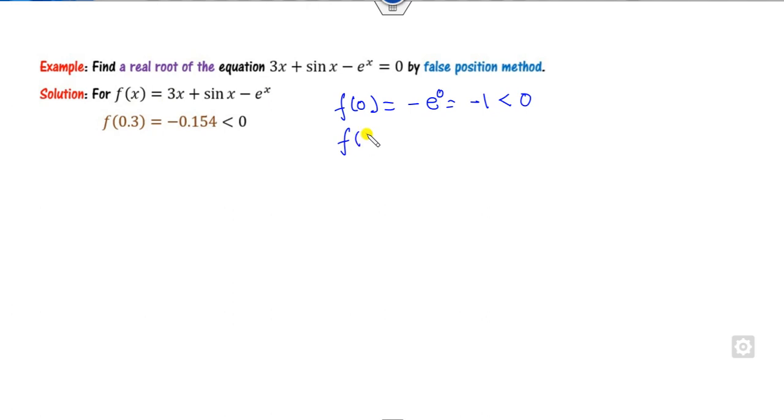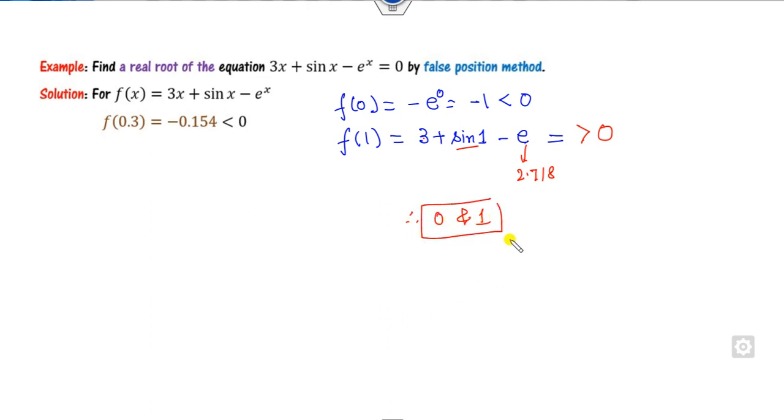If you take f of 1, what is that? It's 3 plus sine 1 minus e. So clearly this number e is 2.718. This is 3 minus 2.7, which is positive. This is positive, which is greater than 0. So therefore the root lies between 0 and 1.